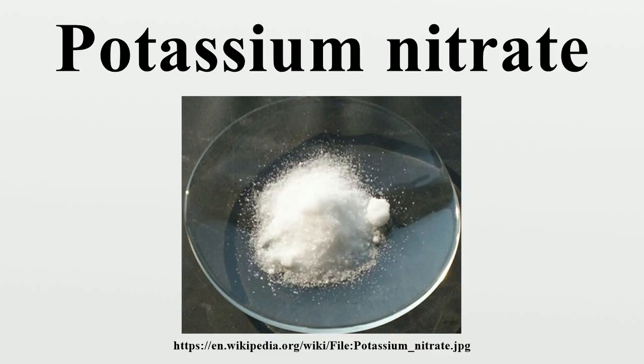Fertilizer. Potassium nitrate is used in fertilizers as a source of nitrogen and potassium, two of the macronutrients for plants. When used by itself, it has an NPK rating of 13-0-44. Pharmacology. Used in some toothpastes for sensitive teeth.